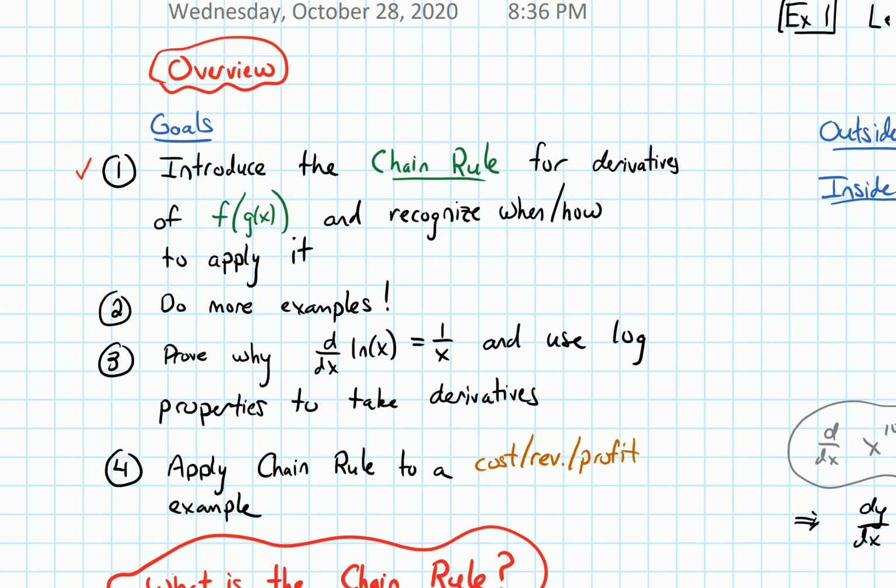In terms of our goals for this section, we have done our second goal, which is doing more examples. It's really important with the chain rule to do a lot of examples. Okay, in the next video, we will do even more examples, but they will be centered around first proving why the derivative of ln of x is 1 over x, and then doing an example that involves using log properties to take a derivative.